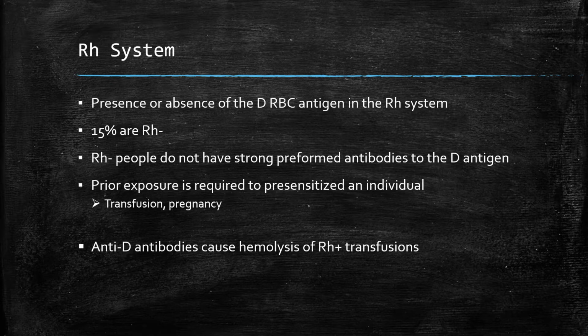The two most common ways this could happen would be transfusion. In other words, you transfuse Rh positive blood to an Rh negative person, and you do this the first time when they're not pre-sensitized. The second way this can happen is through pregnancy, where an Rh negative mother is carrying an Rh positive fetus. Now, once you are pre-sensitized, an Rh positive transfusion will cause an immediate hemolytic reaction.